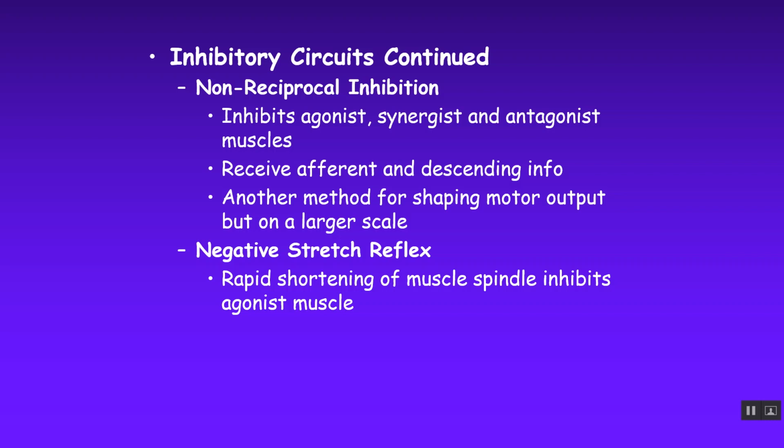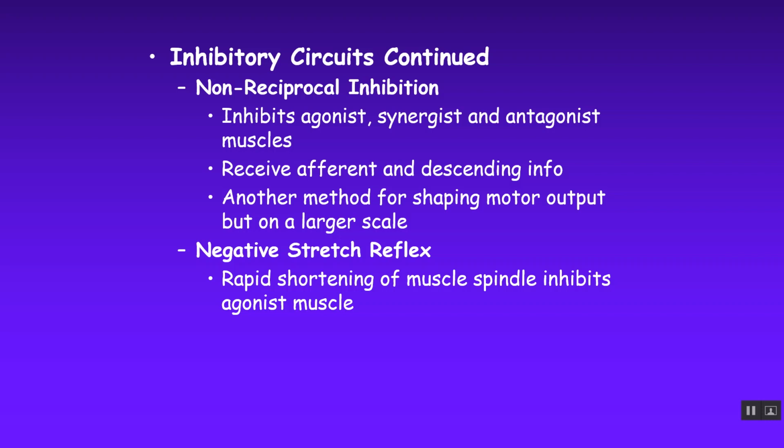Non-reciprocal inhibition is when you get inhibition of the agonist, its synergist, and the antagonist muscles. This is where you have received afferent. It's a combination of the afferent information coming in about how much stress your system is under, plus the motor signal coming down, and it may shape overall motor output on a larger scale. This is where, like, you're trying to do that putt, and you're really having to quiet your nervous system down to do this in a smooth way without having any overactivity of any muscles.